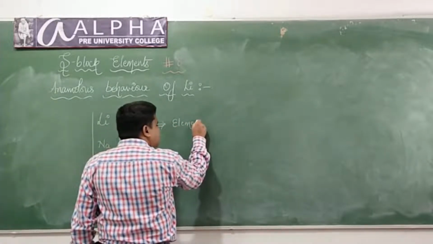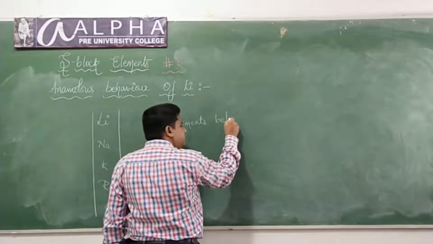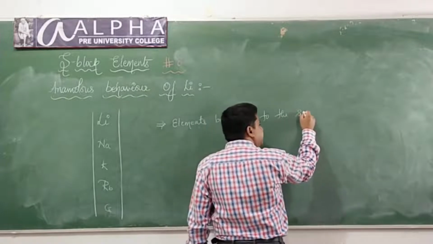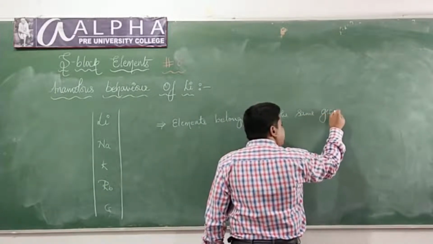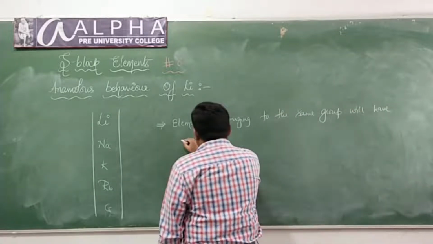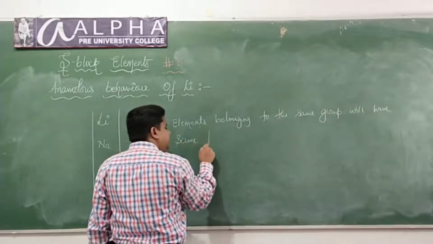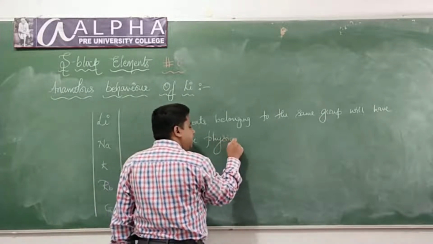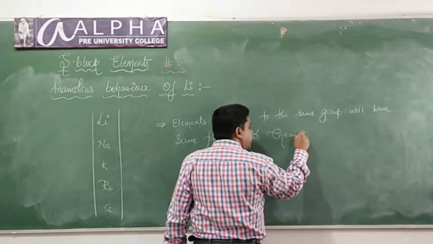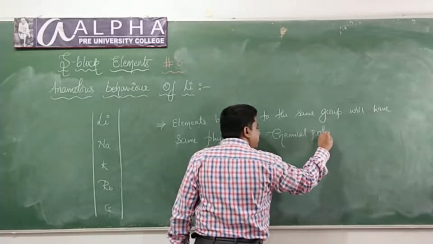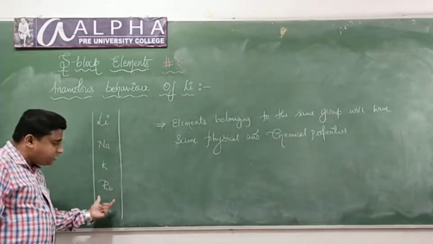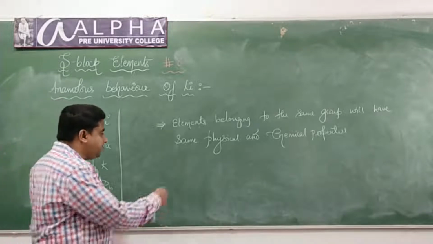Elements belonging to the same group will have the same physical and chemical properties. Will have same physical and what? Chemical properties. Why will the elements belonging to the same group have the same physical and chemical properties?